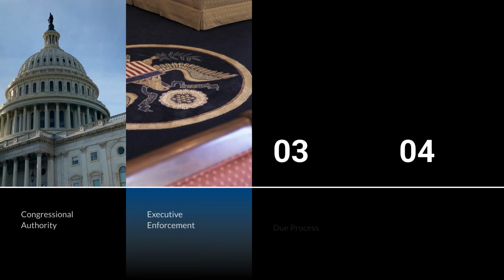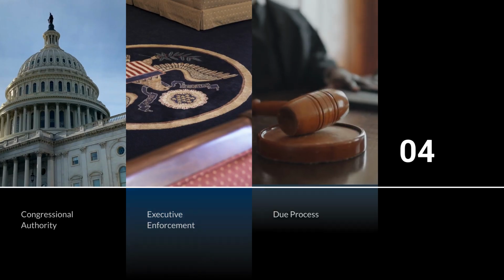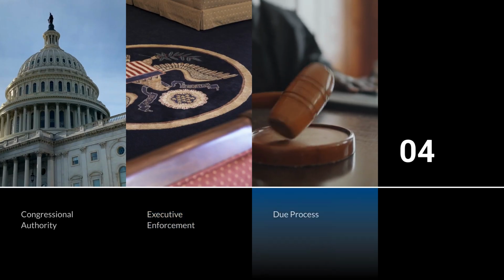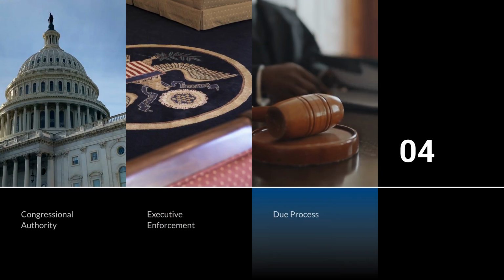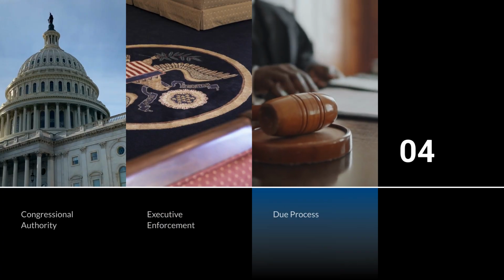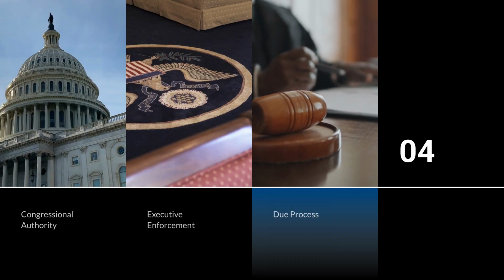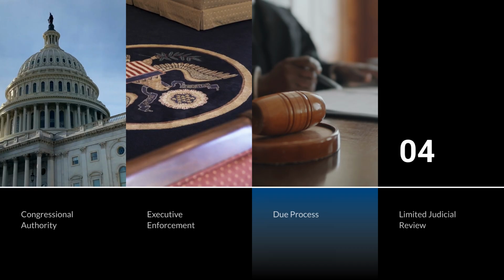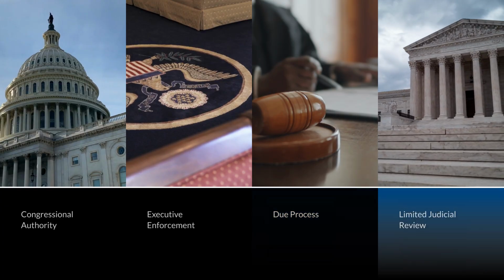Third, due process. The Fifth Amendment guarantees that no person shall be deprived of life, liberty, or property without due process of law. Immigration proceedings provide due process: notice, a hearing, the right to counsel at your own expense, the right to present evidence, the right to appeal. The Supreme Court has held this satisfies due process for civil removal proceedings. Fourth, limited judicial review. While federal courts can review immigration decisions, Congress has limited that review in certain ways.